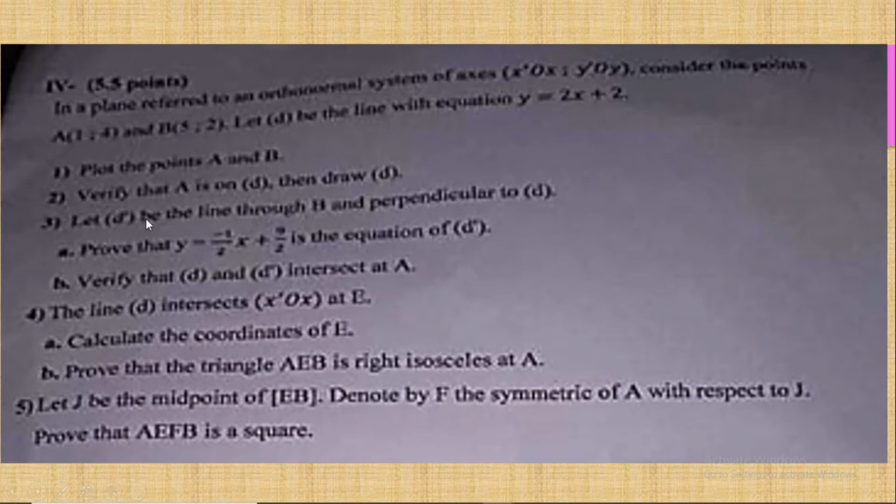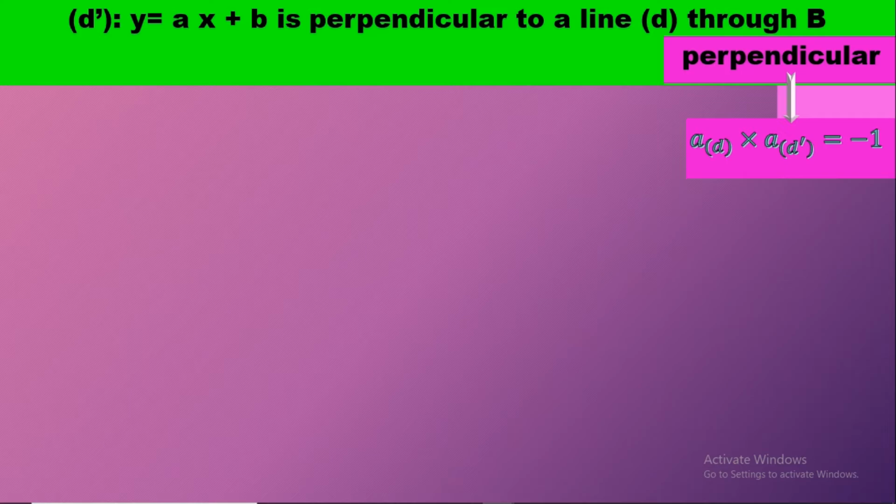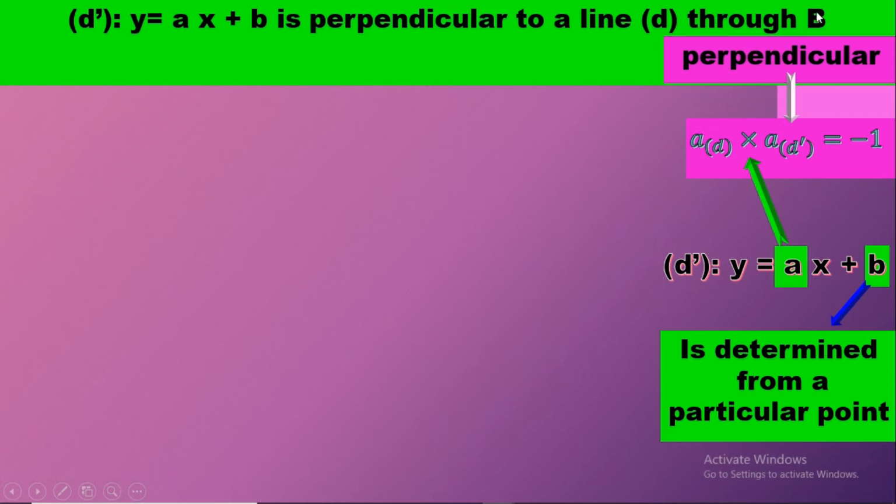Well, now let D' be the perpendicular through B to the straight line D. Prove that its equation is y = -1/2 x + 9/2. Then verify that D intersects D' at A. Well, D' is perpendicular to D through B. We start with the general form of its equation, y = ax + b. Well, we have two important pieces of information in this given to find the equation of D'. First of all, perpendicular gives us that the product of slopes is -1. In the general form of this equation, we have two unknowns, a and b. The slope a, we can find directly from the product of the slopes, which is -1, while the unknown b, we can find from the particular point which is given here, the point B.